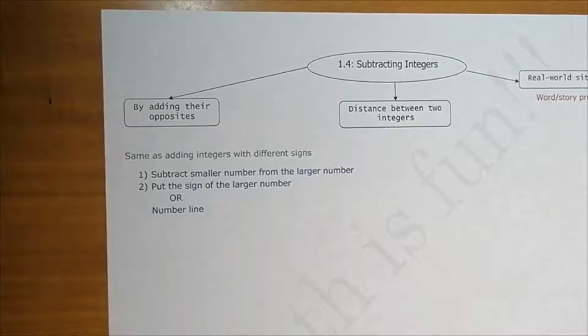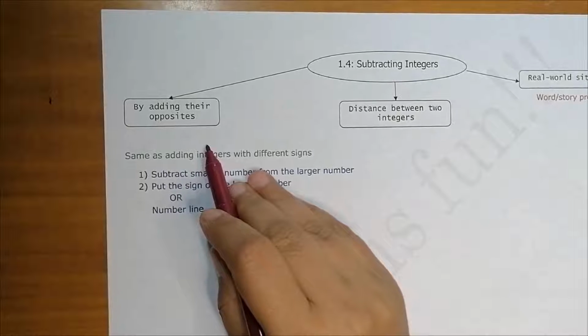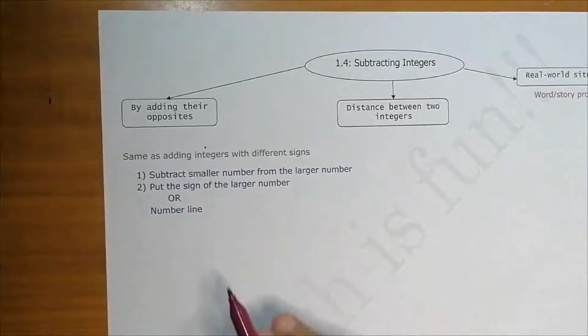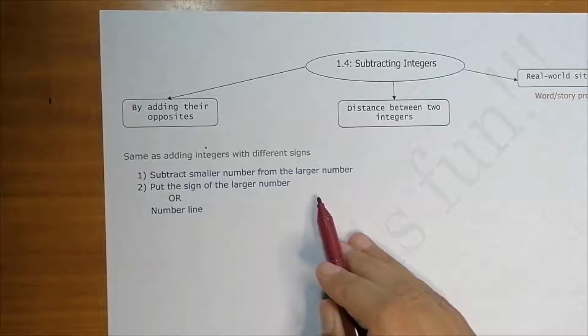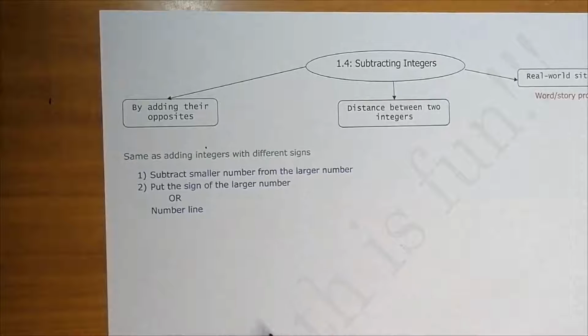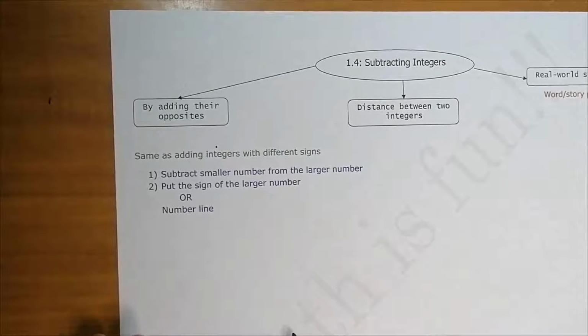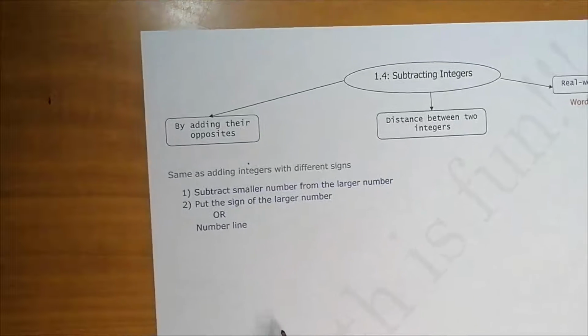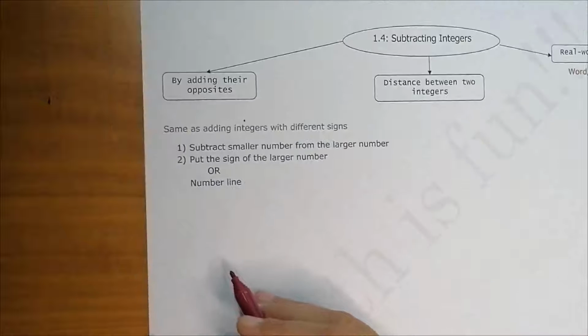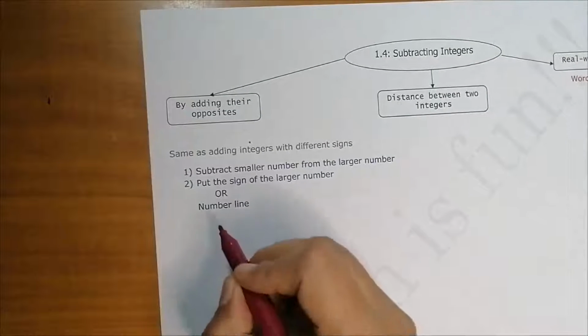So the first we have here is adding their opposites. In this case, you can follow what we had done in adding integers with different signs. This is what I have written here for your quick reference, or we follow this method as it's given in your book. So let's take an example.